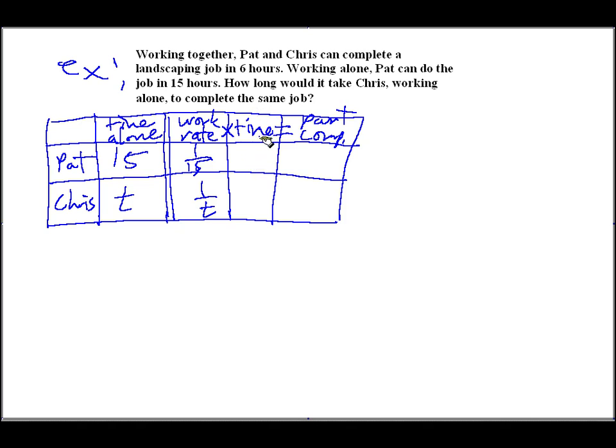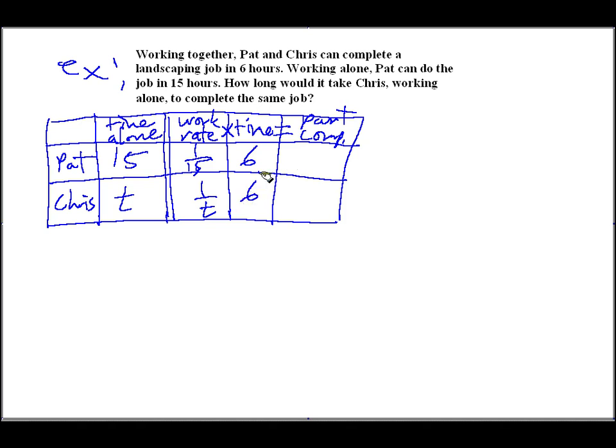How about the time worked to get the job done? It says, working together, Pat and Chris can complete a landscaping job in 6 hours. In other words, if Pat and Chris work side by side for 6 hours, the job gets done. So Pat's going to put in 6 hours, Chris is going to put in 6 hours, side by side, and the job gets done. Can we see that?